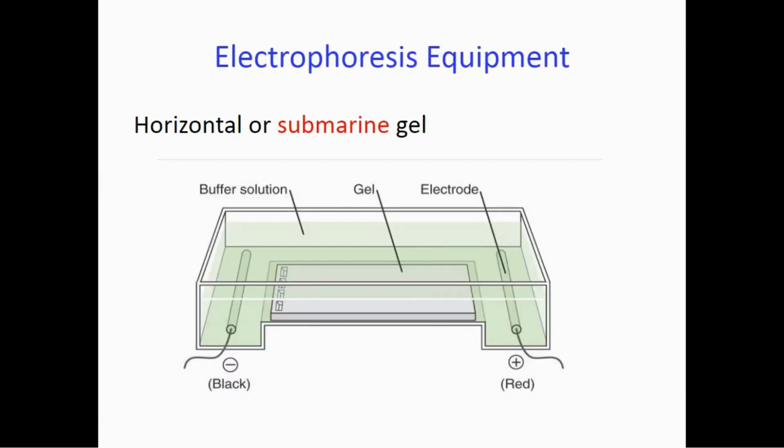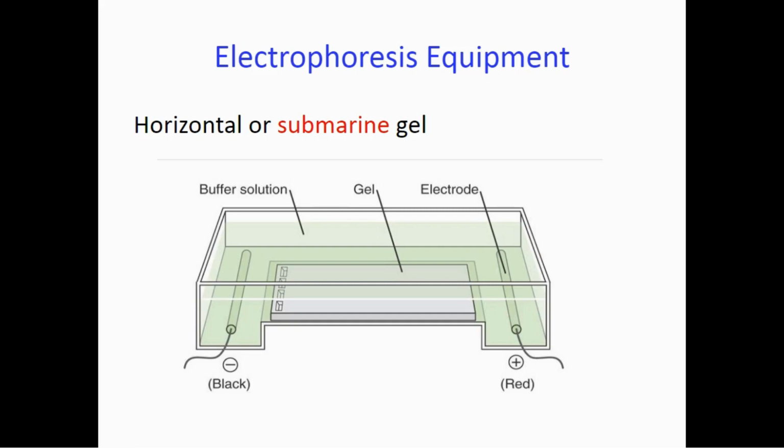In this picture you can see a model of an electrophoresis machine. This is a horizontal or submarine gel, and different types of gels are used as a support medium for electrophoresis depending on which is more beneficial for us. Gel slabs, either horizontal or vertical, enable many samples to be run simultaneously, and so are frequently used in laboratories.